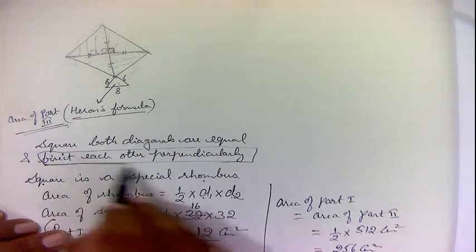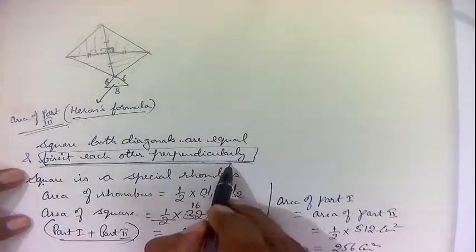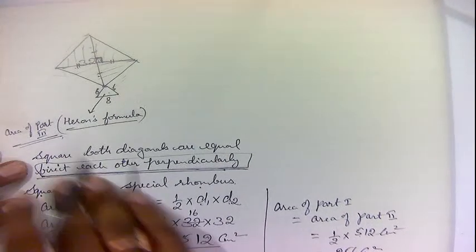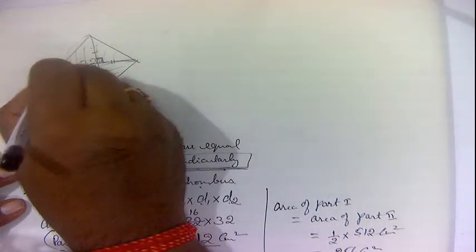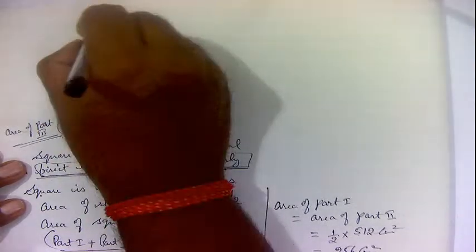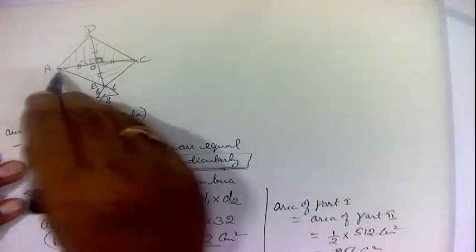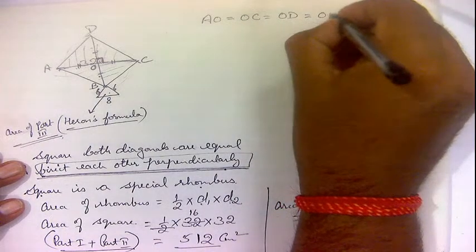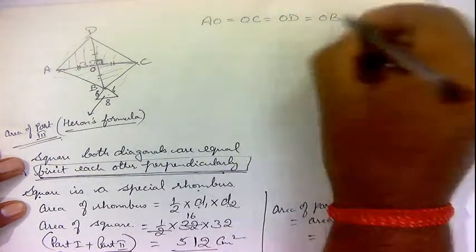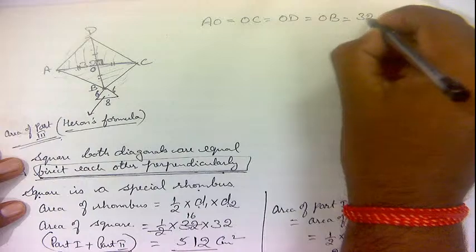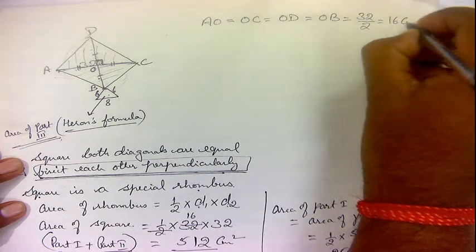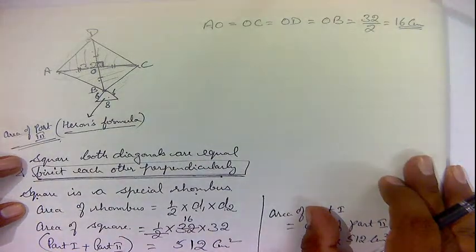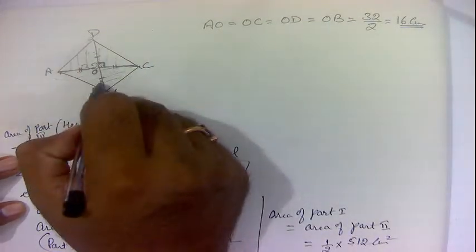Now, if you use the property that both diagonals of a square bisect each other perpendicularly, then in this figure the whole diagonal is 32. Let us name the center O, and the vertices A, B, C and D. Now the whole diagonal is 32, so AO will be equal to OC, OD and OB. All the parts will be equal, and each part is 32 upon 2, that is 16 centimeter. Each part of the diagonal will be 16 centimeter.